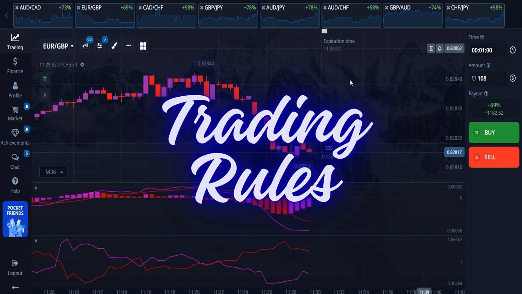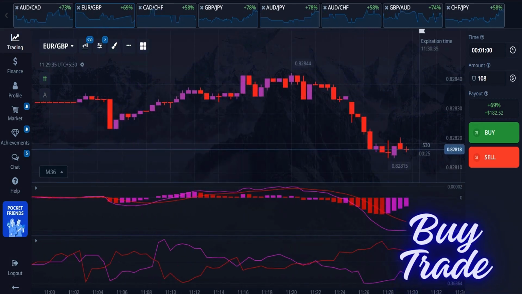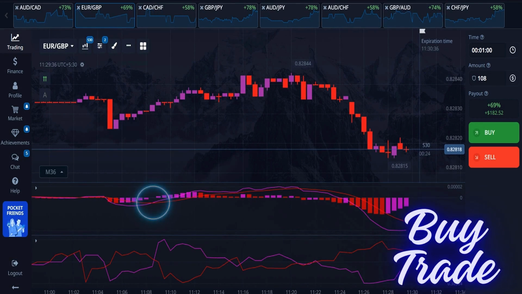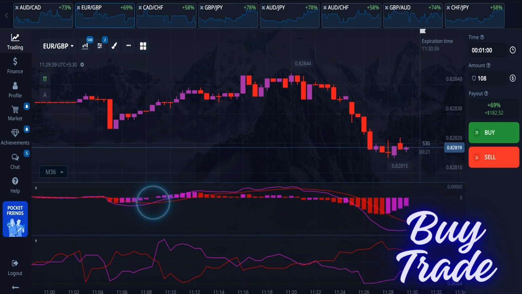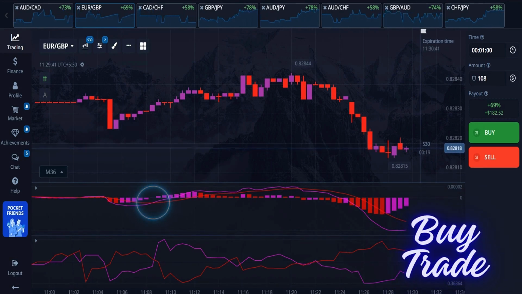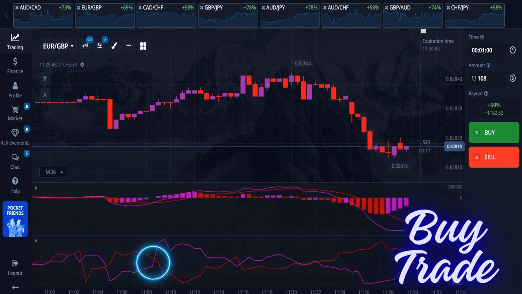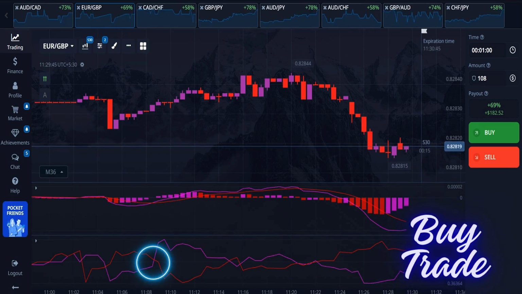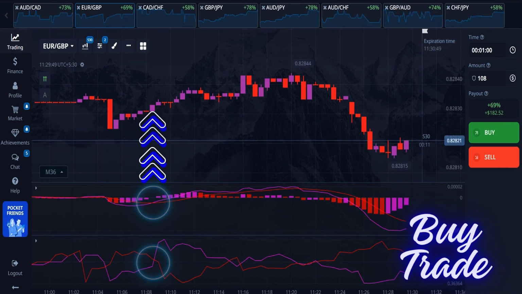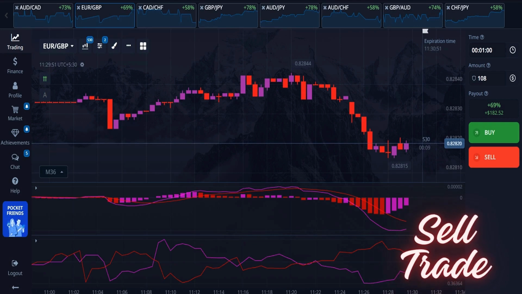Trading rules for this strategy. Buy trade signal: when the blue line of the MACD indicator crosses the red line and moves upwards, and this crossover is below the zero line. Additionally, if the blue line of the Vortex indicator also crosses the red line and moves upwards, then it is a good buy trade signal.